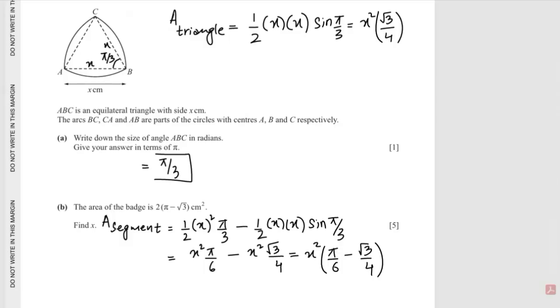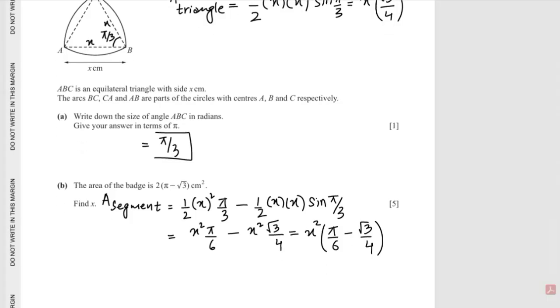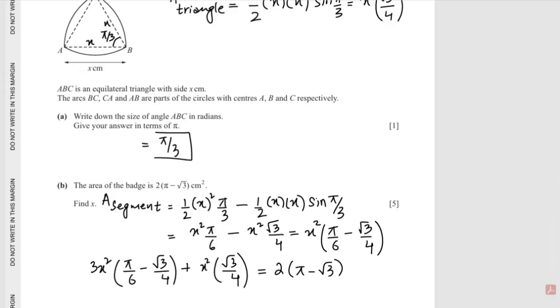All right, so now I will multiply my segment by 3. So 3x squared times (pi over 6 minus root 3 over 4). Add the triangle, which is x squared times root 3 over 4, and put it equal to this answer, 2 times (pi minus root 3).